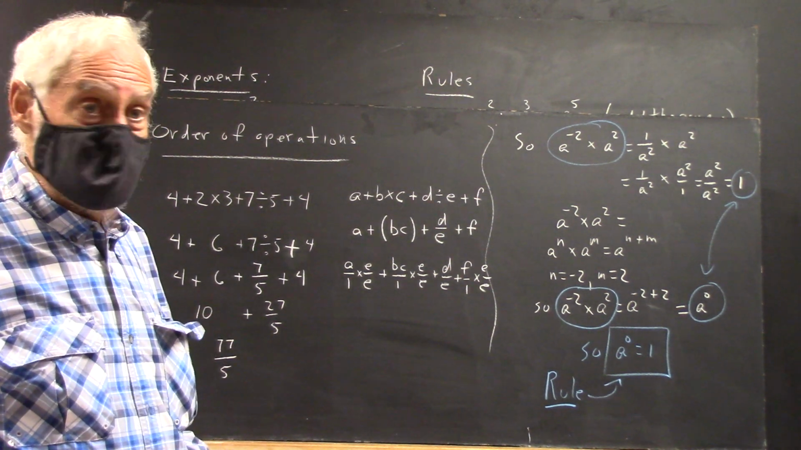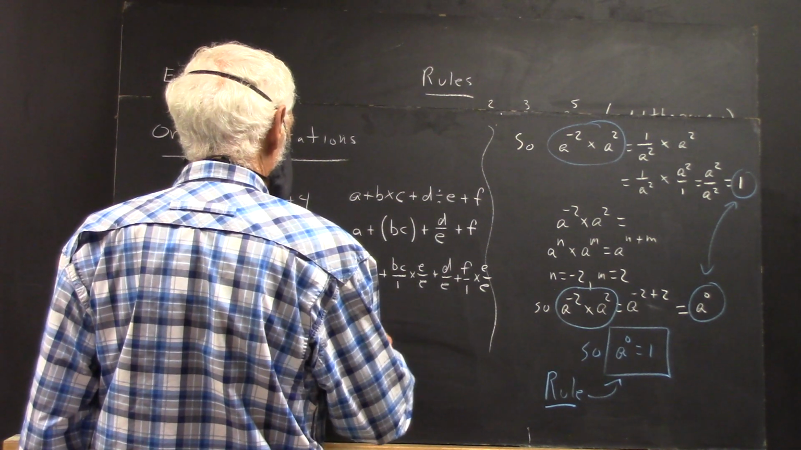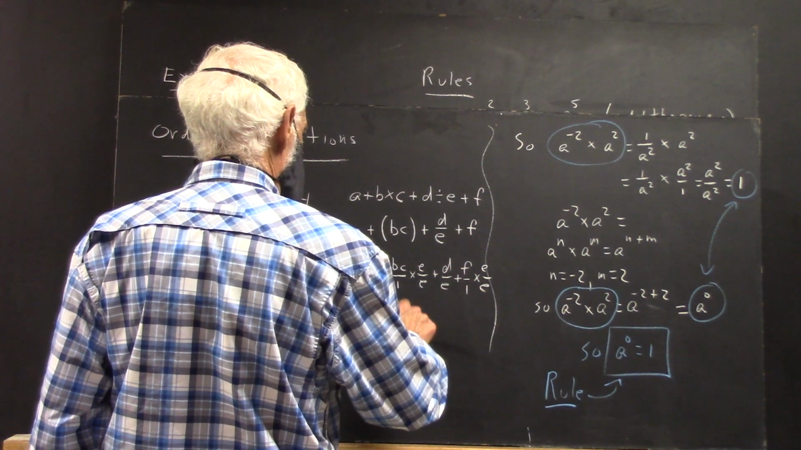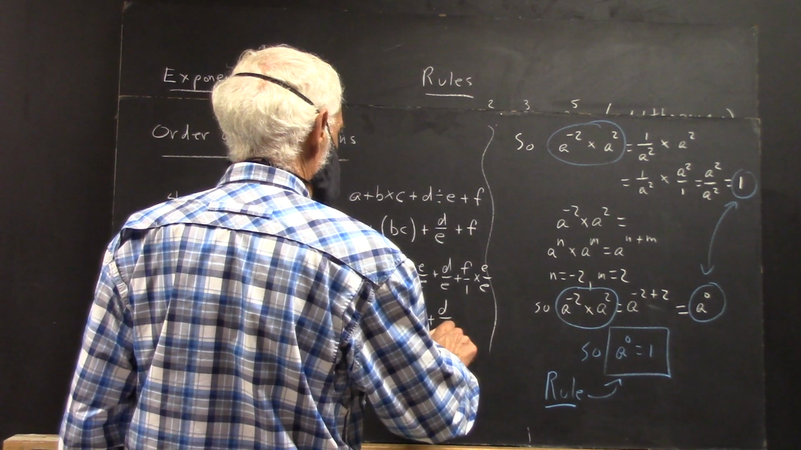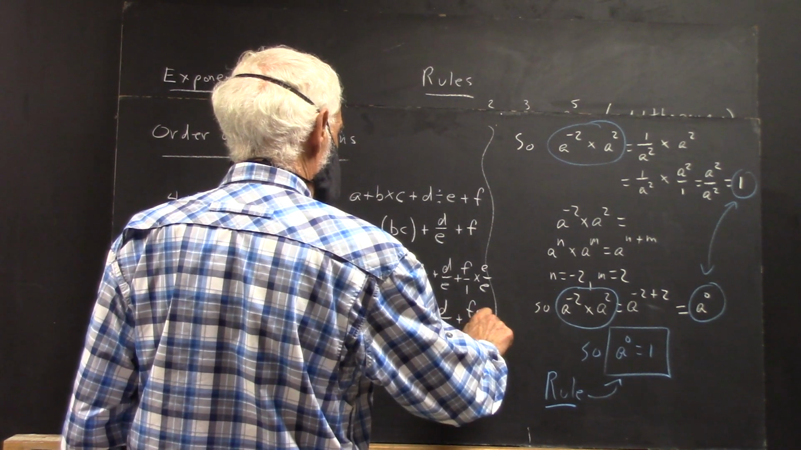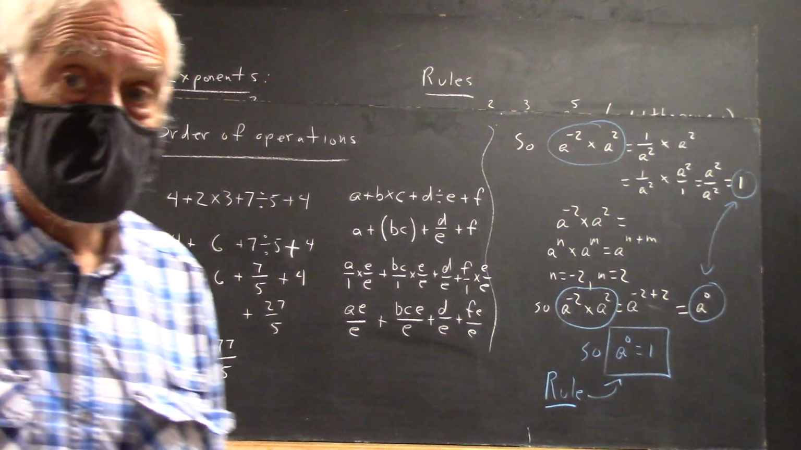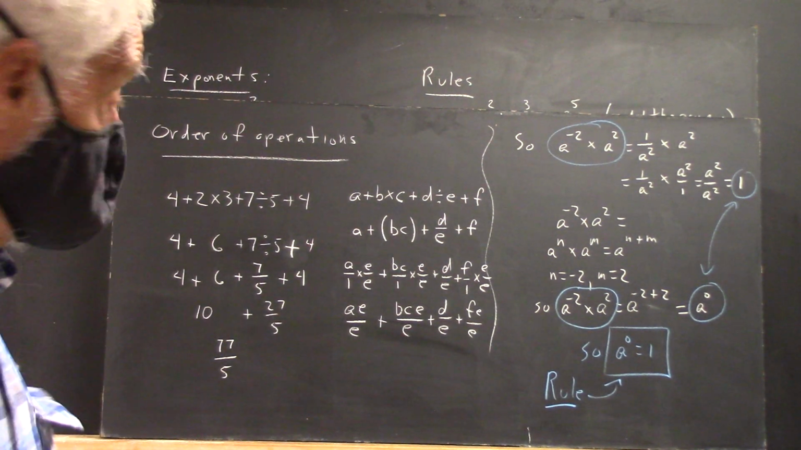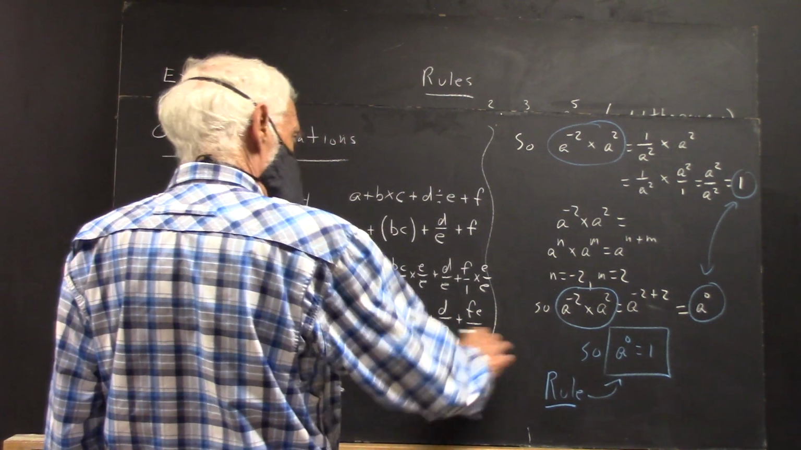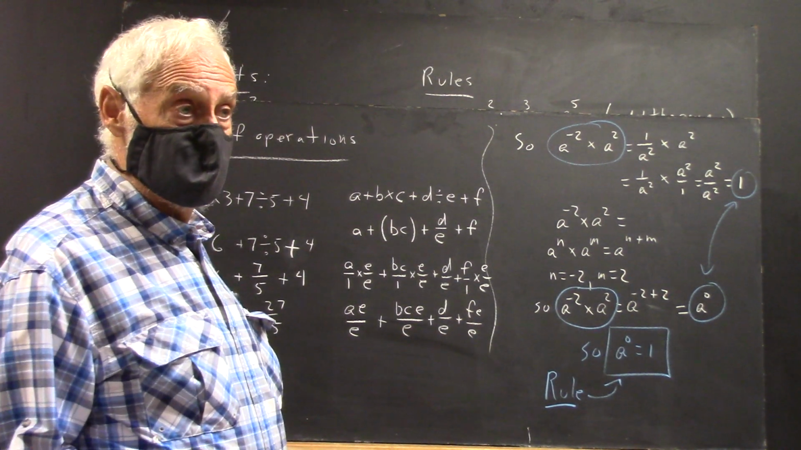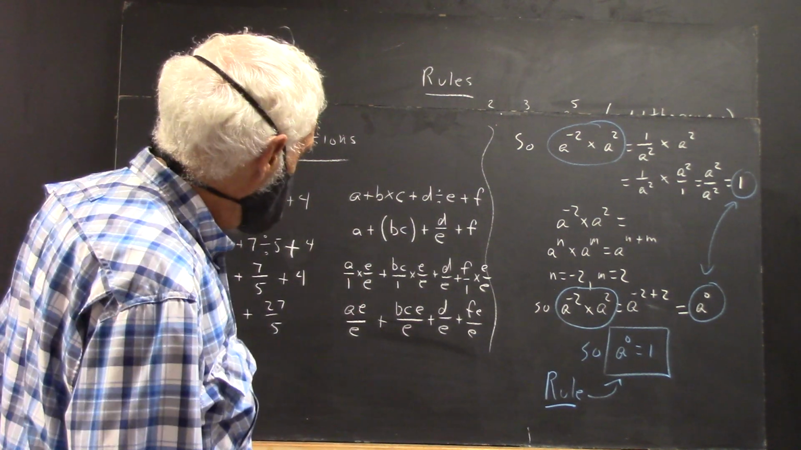So now we have AE over E plus BCE over E plus D over E plus FE over E. Okay? Now, what can we do? What's the next step? I want you to say.